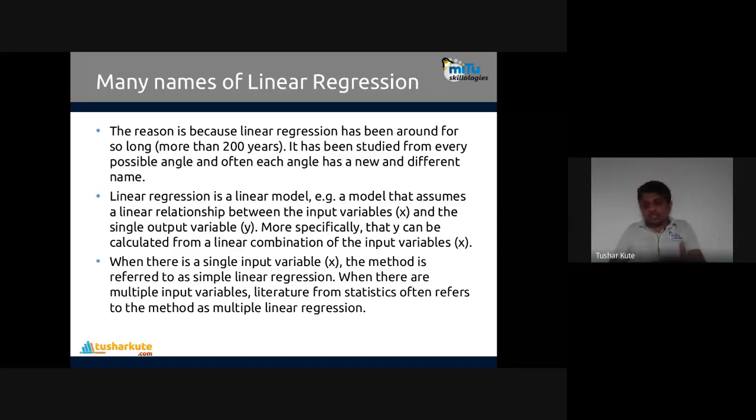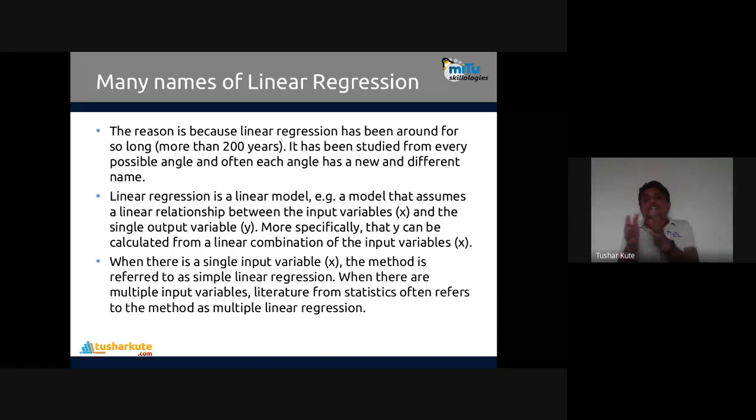Your marks depend upon two factors: the number of hours you study, and your intelligence score, IQ score, the intelligence quotient. Based on the number of years of study and your IQ score, your marks will be defined. This is called multiple linear regression.